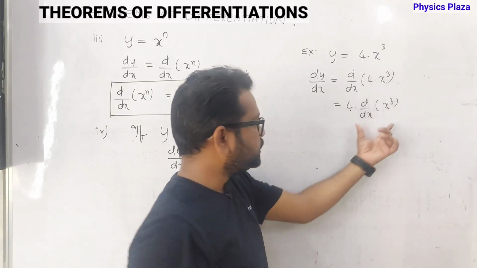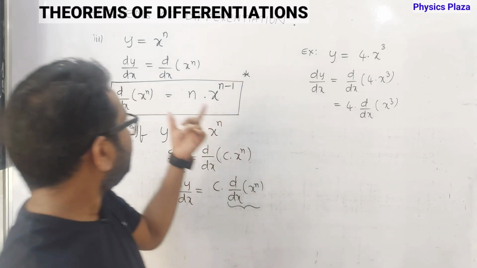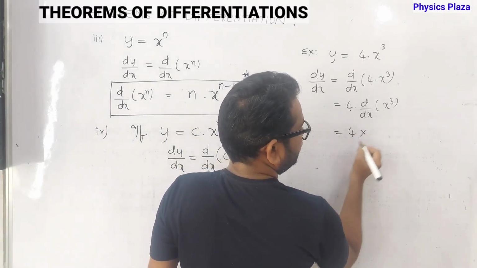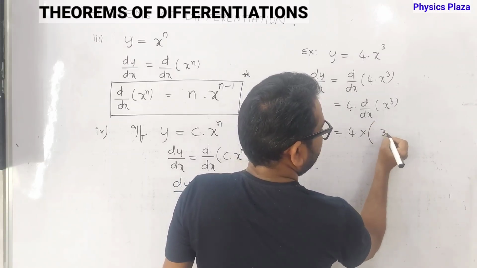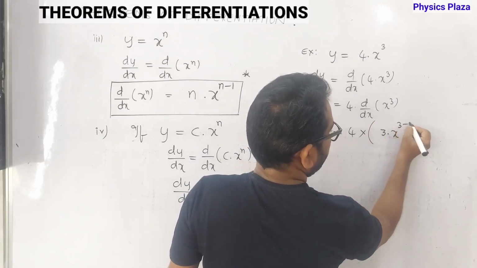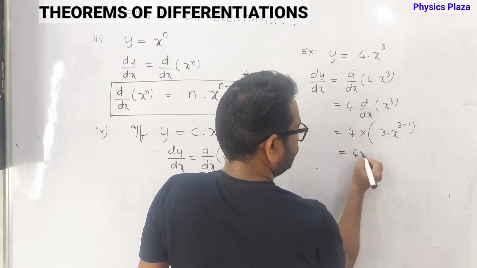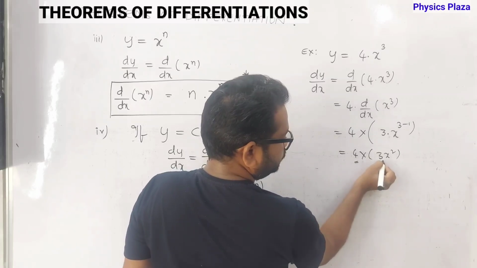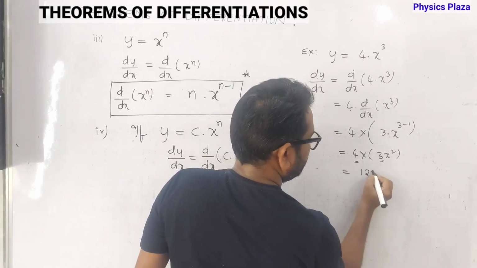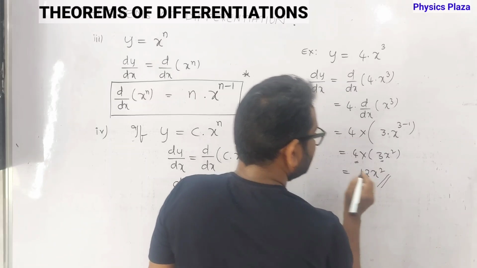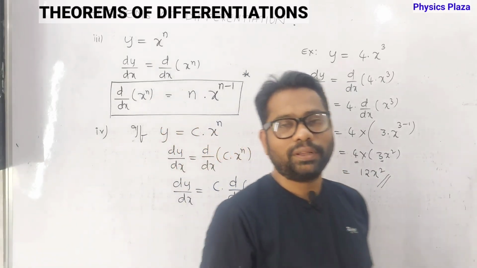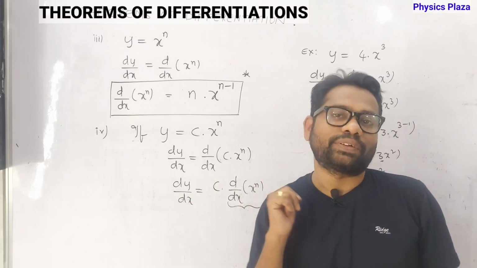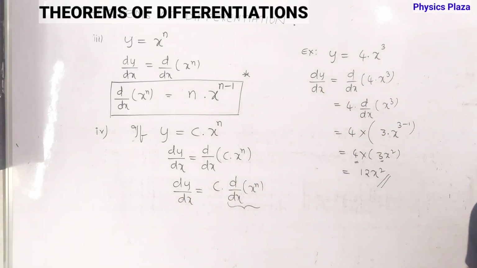So how to calculate this? Again apply the same formula here. That is 4 into 3 into x power 3 minus 1. This is going to be 4 into 3x square. Now you multiply 4 with 3, then you will get 12x square. Okay children, so this is how we can apply the fourth theorem of differentiation, the so-called fourth rule of differentiation. Just copy it.